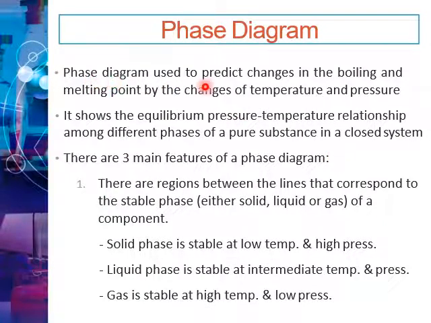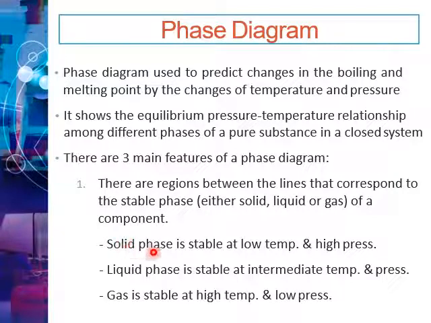This is a phase diagram. What is a phase diagram? A phase diagram is a diagram we draw to predict changes in boiling and melting by changing the temperature or pressure. It shows the equilibrium pressure and temperature between different phases of a pure substance in a closed system. There are three main features.